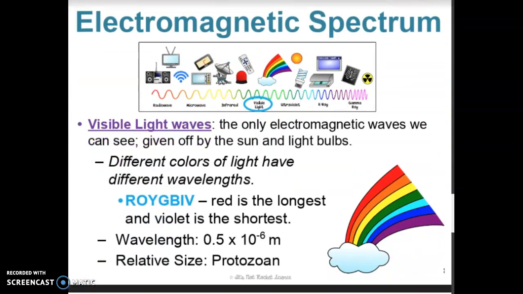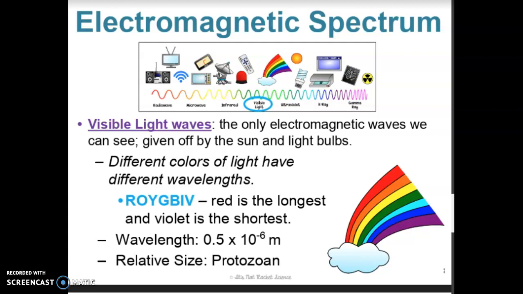All right, now visible light. Remember, this is the one where I said Roy G. Biv. Remember that. Visible light waves are the only electromagnetic wave that we can actually see. If we go back and talk about infrared waves, we can only see infrared waves because we have the night vision goggles. Almost everyone can see every light wave in the visible light spectrum. It's given off by the sun and by light bulbs.